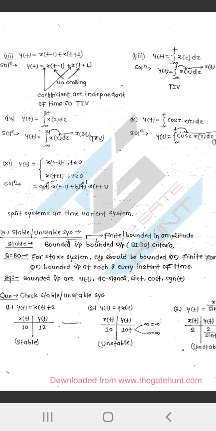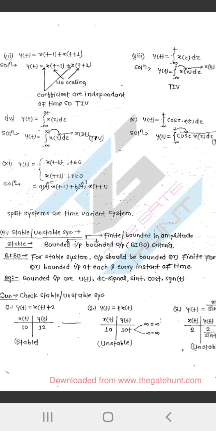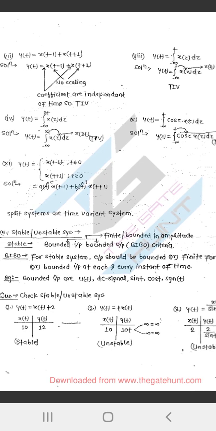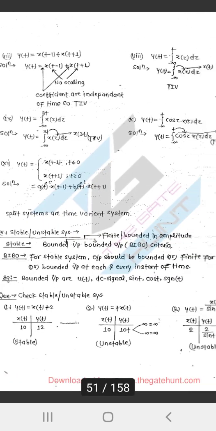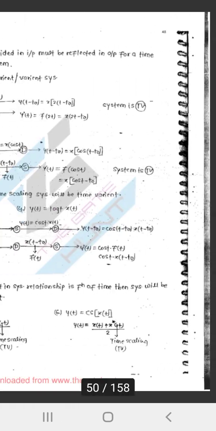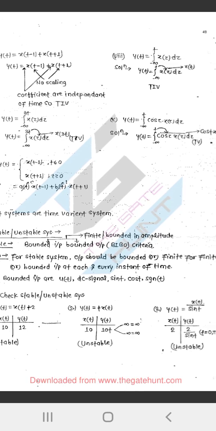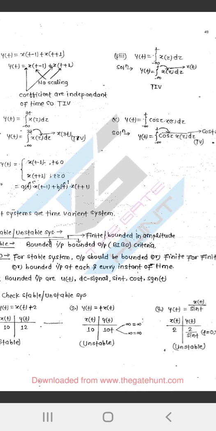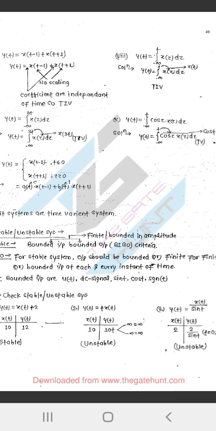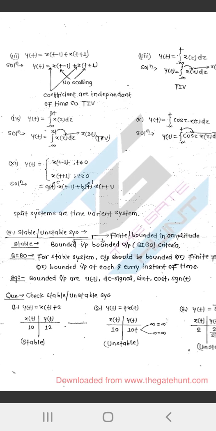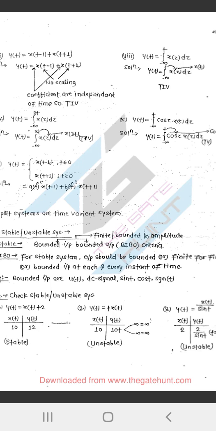x(t minus 1) plus x(t plus 1). No scaling, coefficients are independent. This system is time invariant system. I will find time variant or time invariant system. This is x of 2, integration from minus infinity to infinity x of 2 d tau, about y(t). Coefficients are independent. This is time invariant system है.